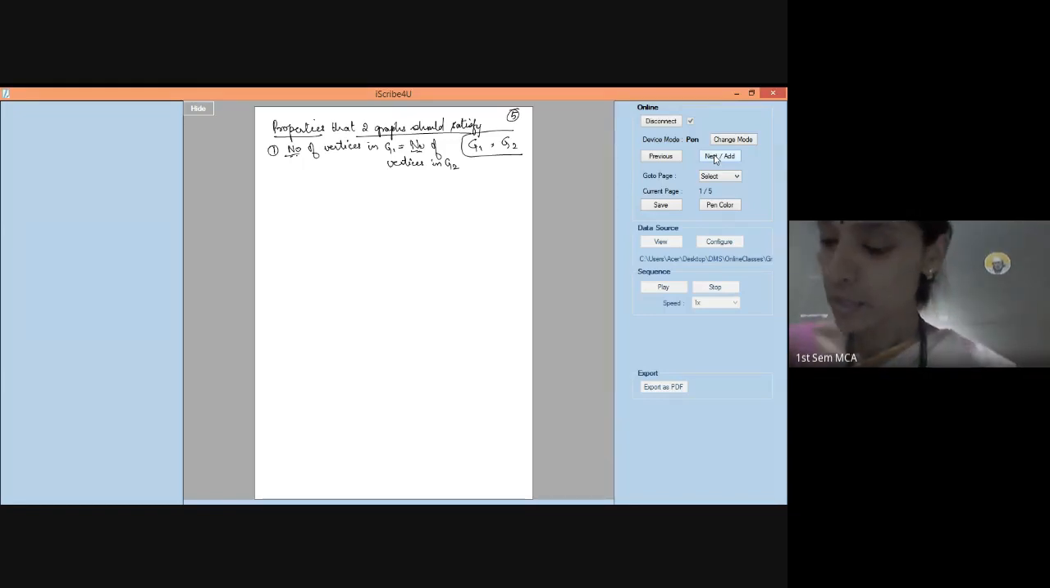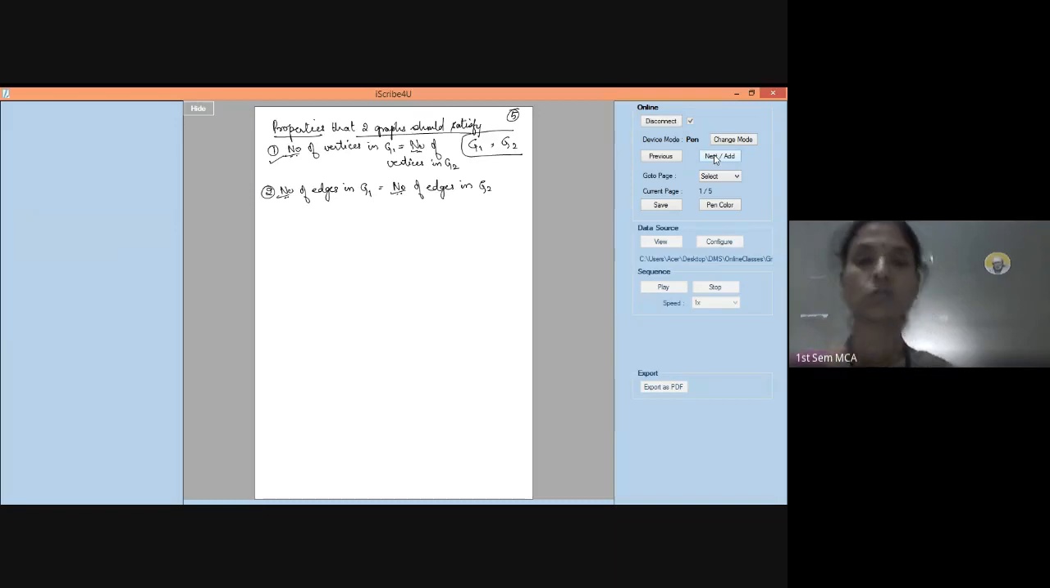Now, the second property is the number of edges in G1 should be equal to the number of edges in G2. As you go along, if any of the properties is not satisfied, you can stop at that and say the graphs are not isomorphic. The first property is the number of vertices in G1 should be equal to the number of vertices in G2. The second property is the number of edges in G1 should be equal to the number of edges in G2.